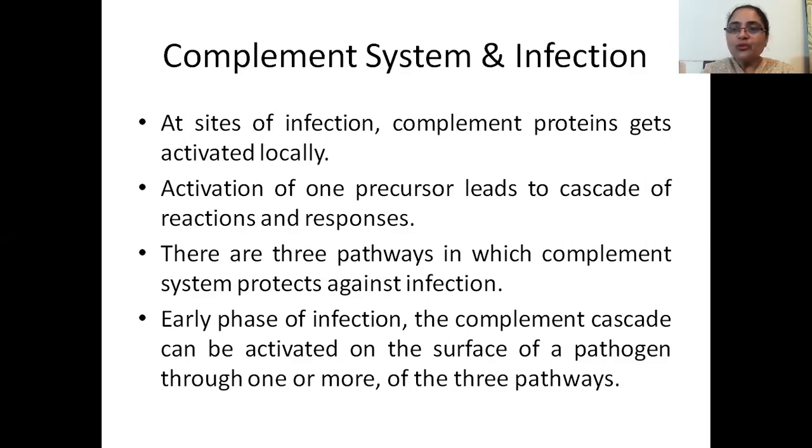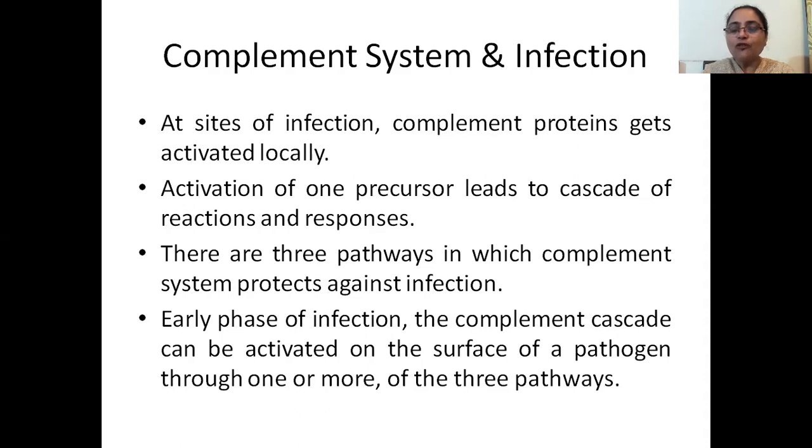These complement proteins, which are 30 in number, are normally in inactive form. But when they are introduced to any kind of infection or invader, they get activated and a cascade, a series of reactions, starts. When one precursor gets activated, it activates the other ones, and then the series continues. When it comes in contact with microbes, it can take three pathways.